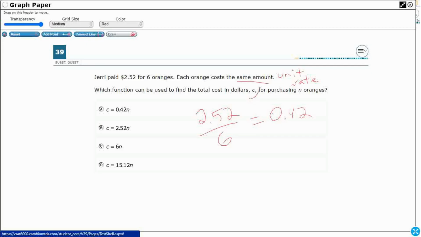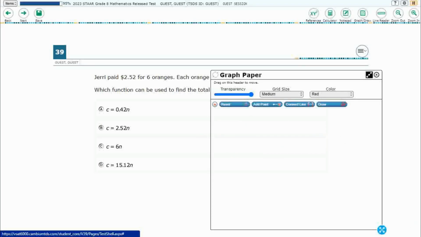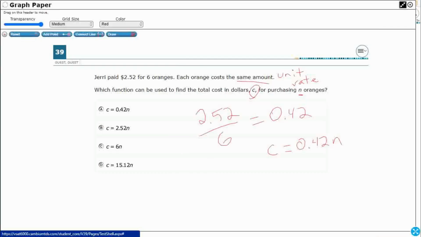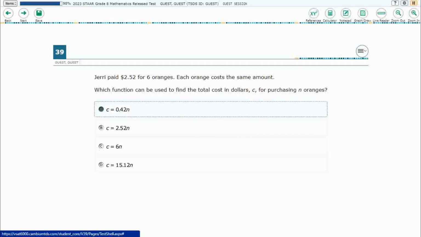Now, the total cost is going to take your unit rate, right, and then times how many oranges we have, n oranges. Because if we look at our reference materials there, we see that second line, that direct variation, that's really what we're doing since it's proportional. That k is going to be that proportional relationship, that 0.42, that cost per orange. So our answer here is going to be A.